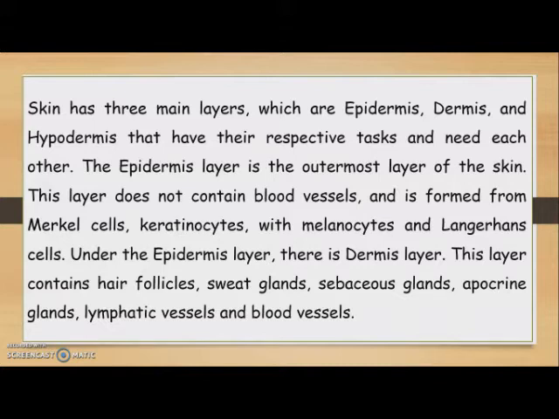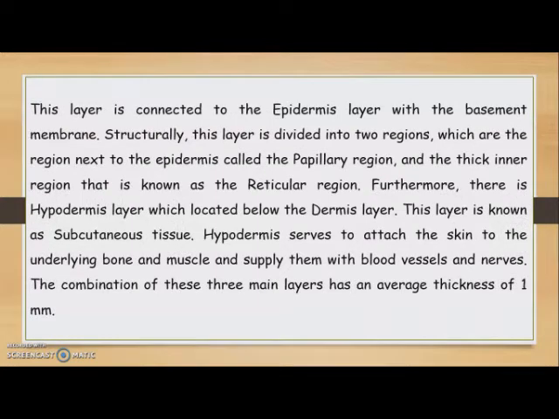Under the epidermis layer, there is the dermis layer. This layer contains hair follicles, sweat glands, sebaceous glands, apocrine glands, lymphatic vessels, and blood vessels. Then, this layer is connected to the epidermis layer with the basement membrane. Structurally, this layer is divided into two regions: the region next to the epidermis called the papillary region, and the thick inner region that is known as the reticular region.